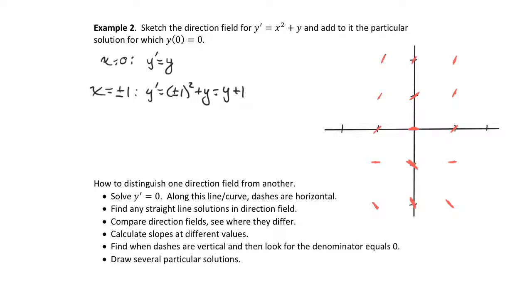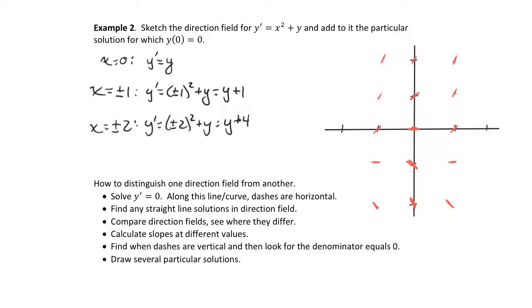Okay. And then finally, when x is plus or minus 2, y prime will be plus or minus 2 quantity squared plus y. So, oh my goodness, y prime is going to be y plus 4. Okay, so our slopes are going to get very big. I'm going to get really sloppy.